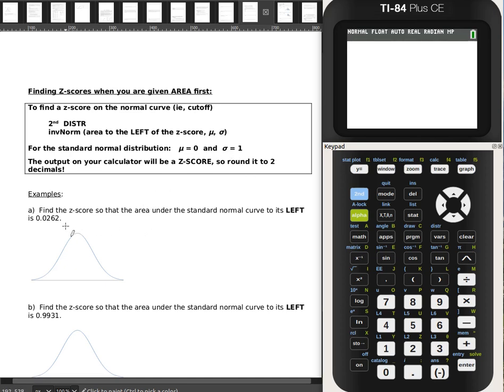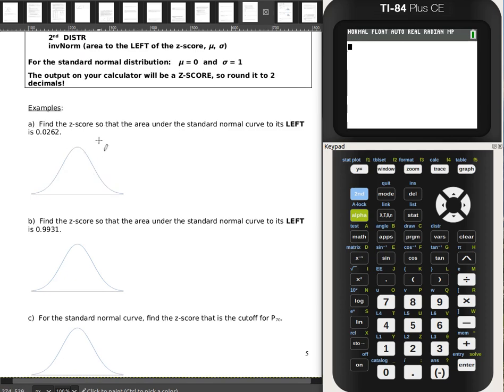Let's see what we should do here. We're looking to find the z-score so that the area under the curve to the left of that z-score is 0.0262. So it's some pretty small area. What do you guys think? If we just had to guess, maybe it's this z-score, because it has some little area over here that's like 0.02. Seems reasonable. Why don't we find out what z-score this is?